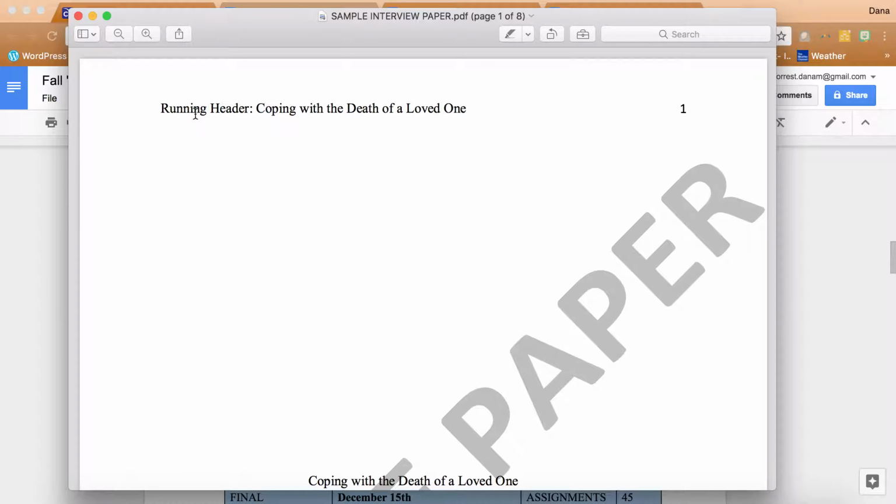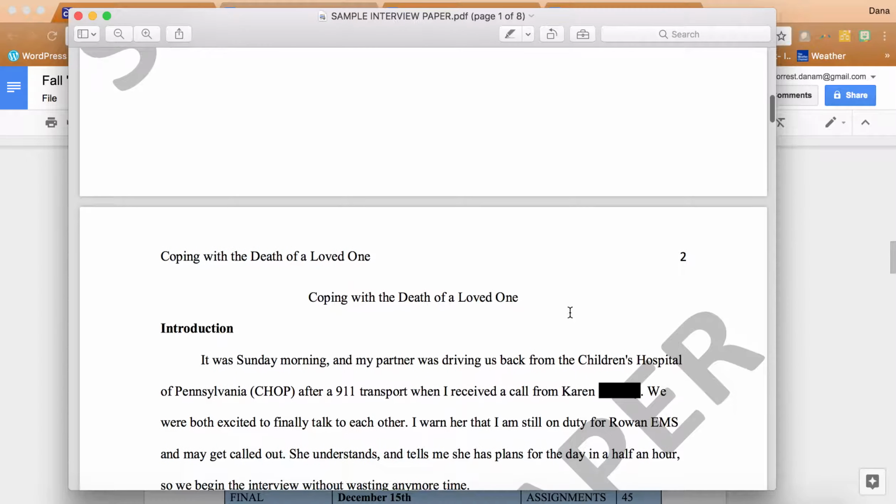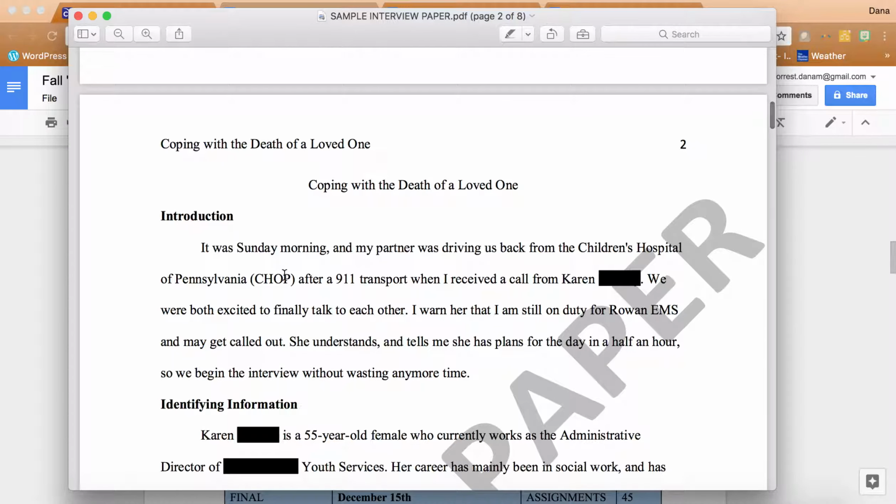Up the top, this is what a running header looks like. This first page will look a little bit different than the rest of them. And they also have a page number here on the top right-hand corner. The running header, the rest of the paper will look like this. It just won't have the words running header. I know that's really weird, but it's an APA style thing, American Psychological Association. This is what they're asking. So just go with it.